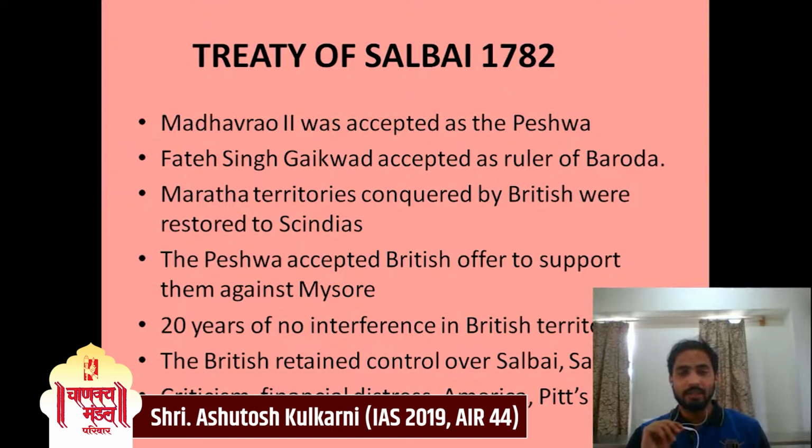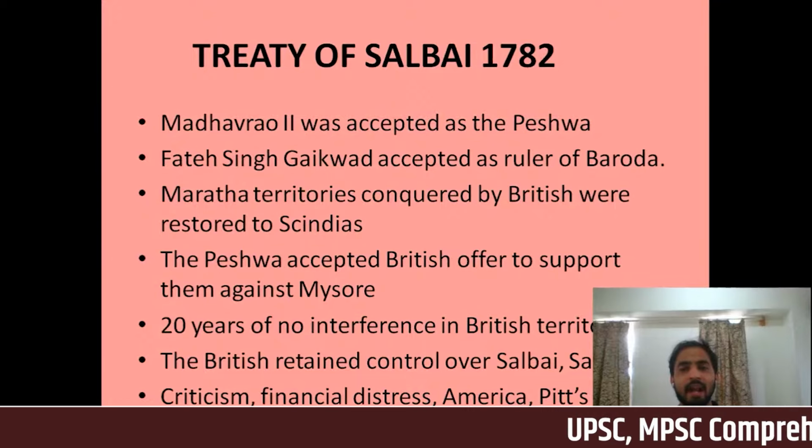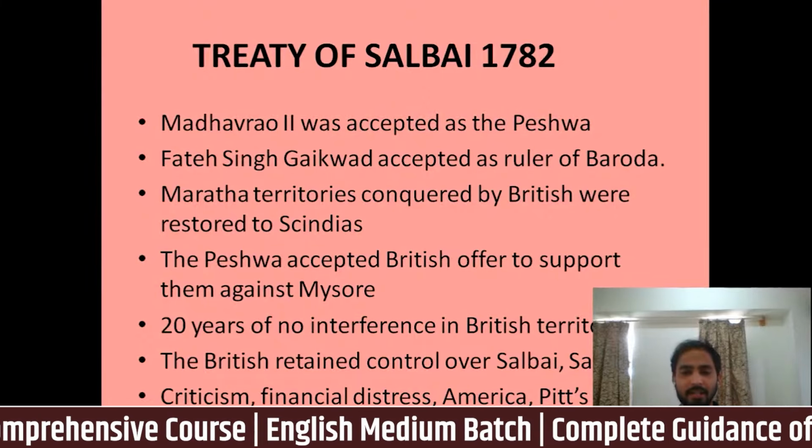Some benefits to the Marathas were that Madharao II, the small ruler, was accepted as Peshwa. Fateh Singh Gaekwad was accepted as the ruler of Baroda. So all the successors to the Maratha states were accepted by the British, and they would not mingle in any succession battles. All the Maratha territories that were conquered by the British in the Yamuna Valley were given back to the Sindhias except for Salbai and Salsette. Salsette is in Bombay and Salbai in the Yamuna Valley. Only those regions were kept by the British.